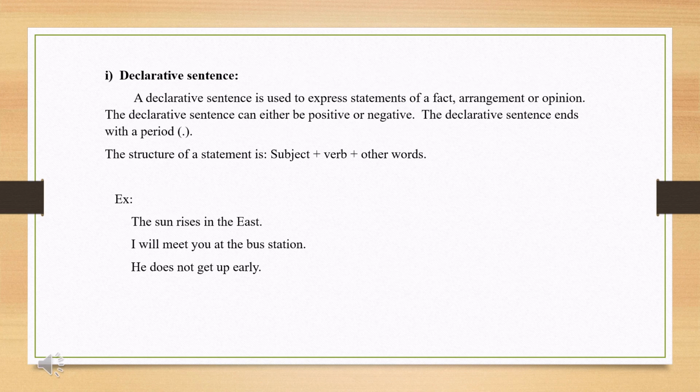First one, declarative sentence. Declarative sentences give information. It is used to express statements of a fact, arrangement, or opinion. In other words, to declare things. In fact, it is probably the type of sentence we use most each day. Most sentences are declarative. It can either be positive or negative. It ends with a period. The structure of a statement is subject plus verb plus other words. Look at the example sentence.